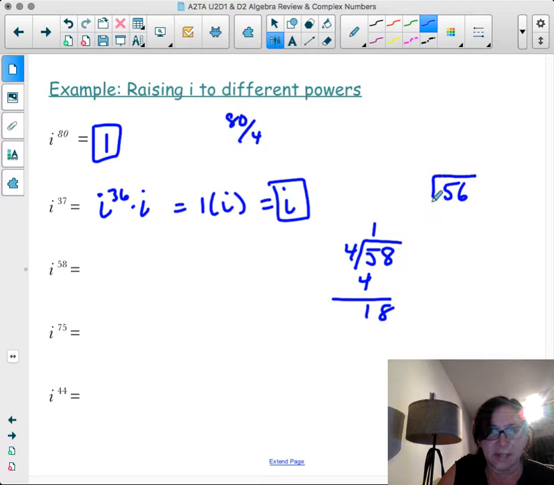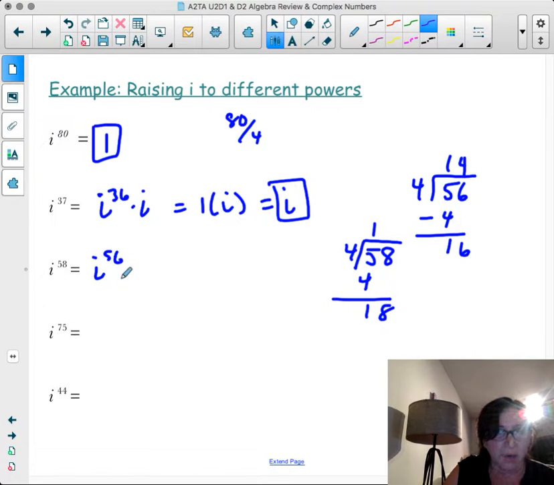How about 56? 4 goes into 56. Does it divide in? 1 time here. Subtract 4. We have 1, 6. 4 goes into 16, divides in. So we know that 4 will divide into 56. So we can say i to the 56th power, and take out that many 4s out of 58, and now I have 2 left. And so now I have a 1 times a negative 1, which is negative 1.